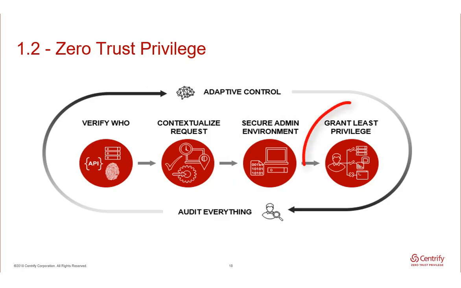Next is granting least privilege. Least privilege means granting just enough privilege just in time, as well as limiting lateral movement. Just enough privilege to get a job done. Just in time privilege based on temporary access through a simple request process, and limiting lateral movement by only granting access to the targeted resources needed to get that job done.